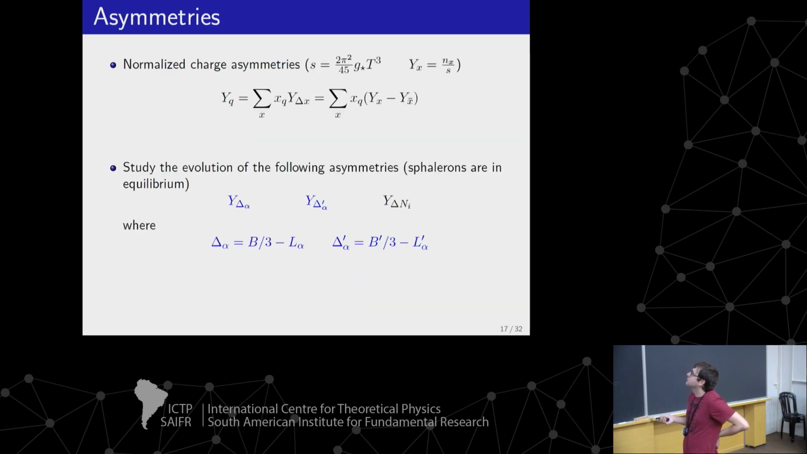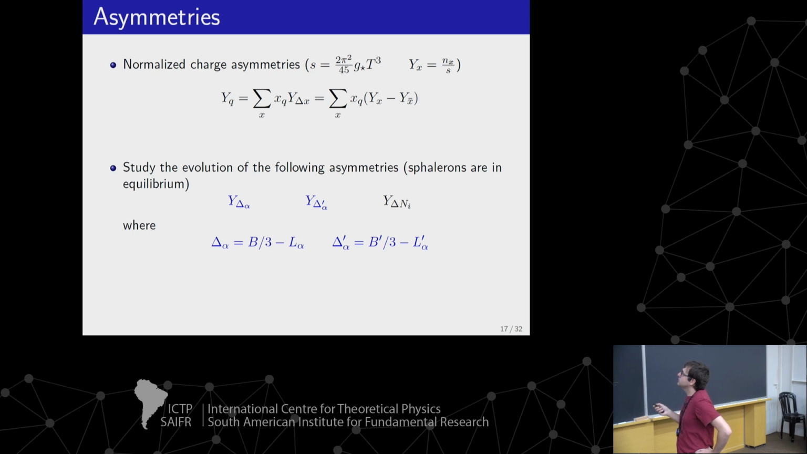So, okay, anyway, we studied this leptogenesis mechanism by constructing the Boltzmann equation and by considering charge asymmetries. Basically, we define Y of q as the charge times Y, the charge q of x, summed over all x, so the q charge of all particles times Y of x minus Y of x bar, particles minus antiparticles. This is what we call the normalized charge asymmetry, number density over entropy density.